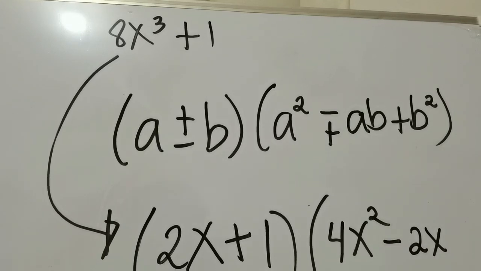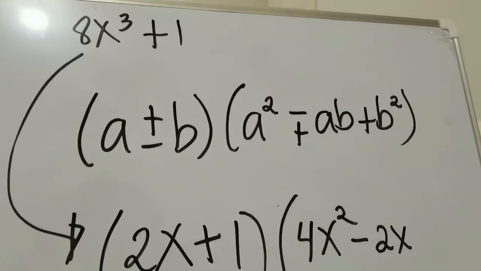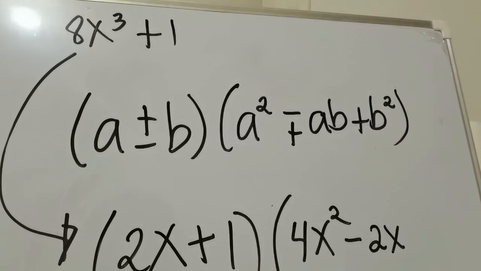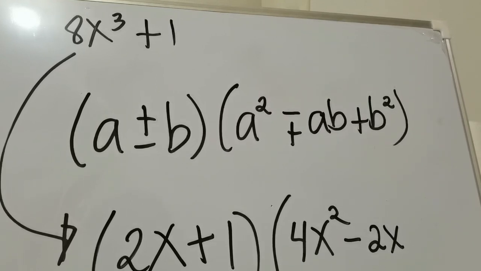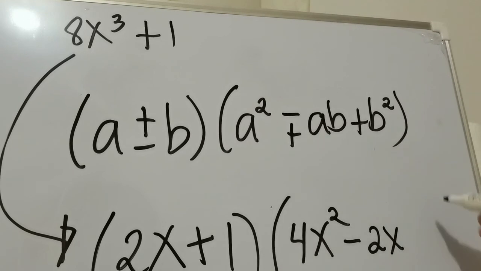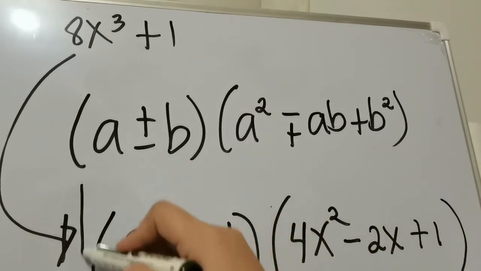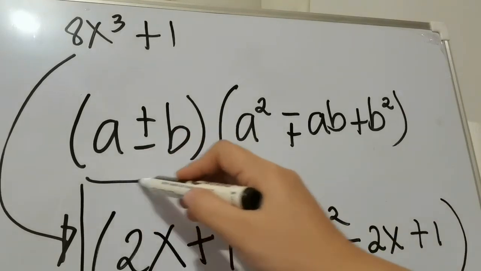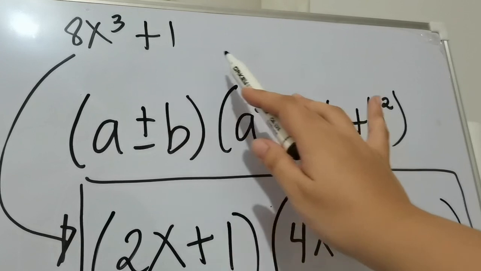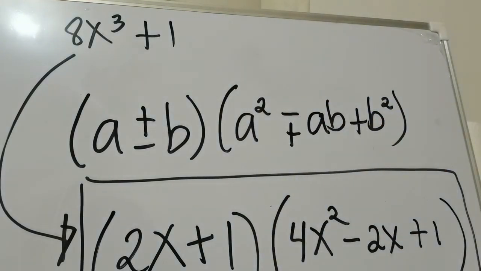Okay, how about the last term or the third term? Get the square of the last term of the binomial factor. So the square of 1, 1 times 1, is 1. Okay, so we have positive 1. And these are the factors of 8x cubed plus 1.